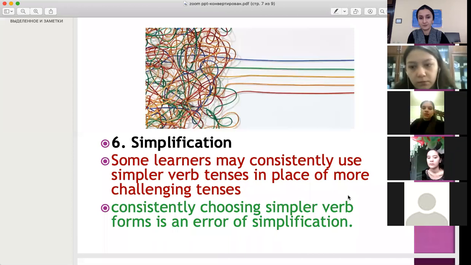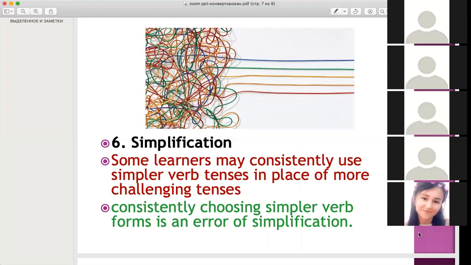Simplification. Some learners may consistently use simpler verb tenses in place of more challenging tenses. I understand by this that some students are afraid, or as a result of a lack of vocabulary, they try to avoid using challenging tenses, and in that case, they try to use simpler verb tenses, I think.